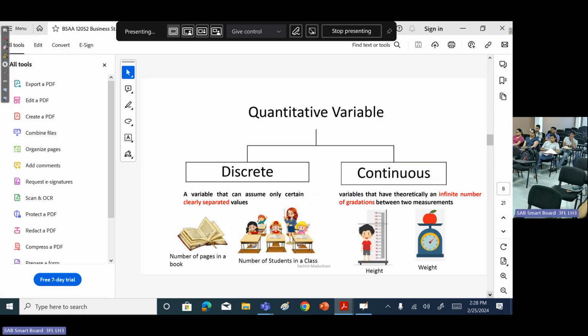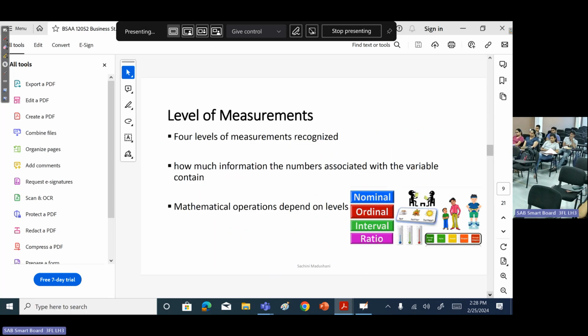Discrete and continuous. Then we move into the levels of measurement. There are 4 levels of measurement: nominal, ordinal, interval, and ratio. Okay, nominal is the simplest level of measurement. It can only be labeled, and we take the count of each category. We only apply equal and not equal to nominal scale variables.